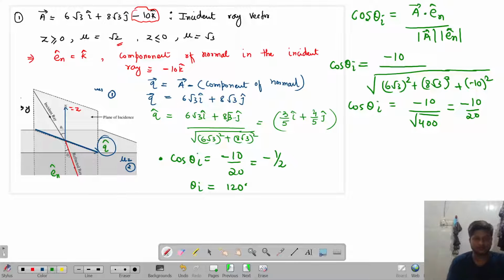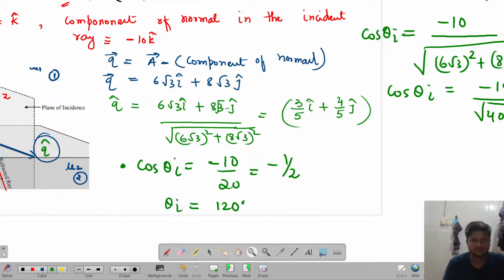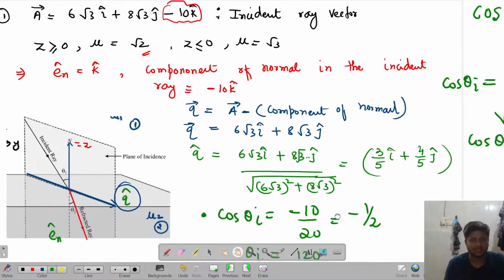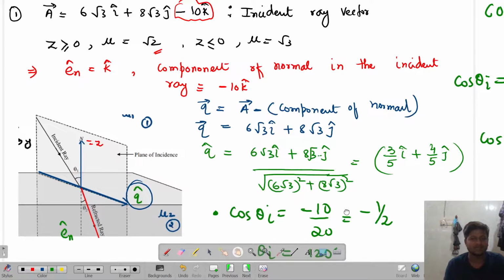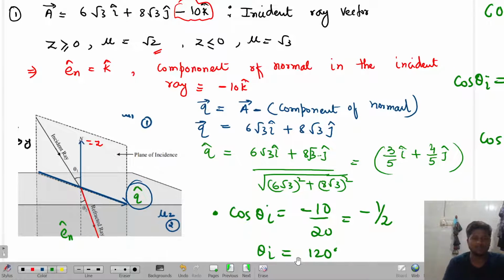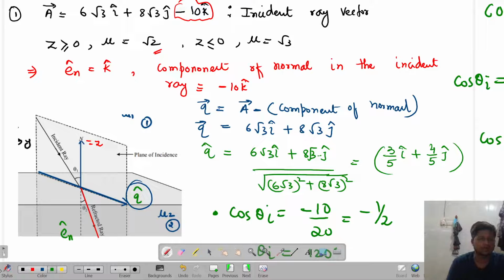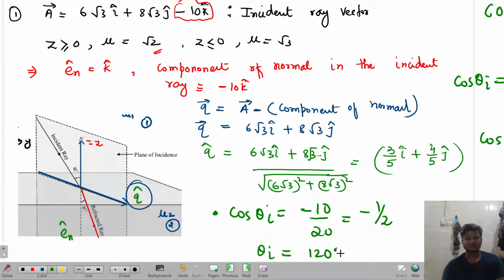Now comes the point. Now again, logic. Who will explain to me: if I say that the angle of incidence made with the normal is 120 degrees, that is wrong, then what is the correct answer? 60 degrees. What is the angle? 60. Yes or no? Why?